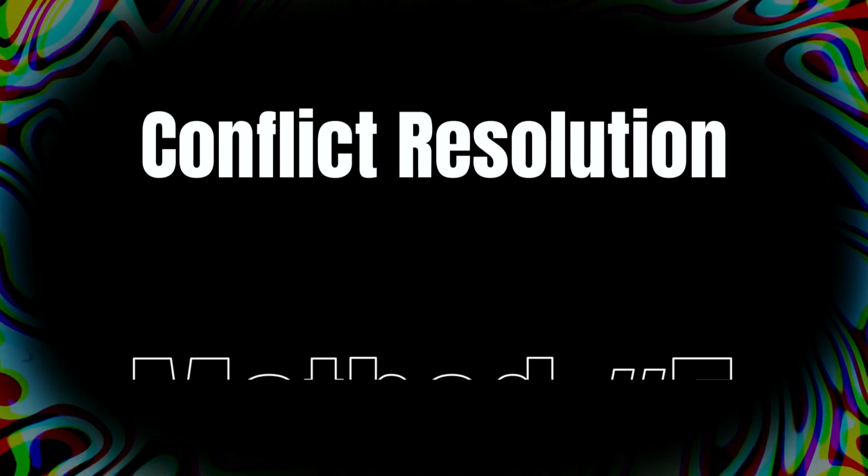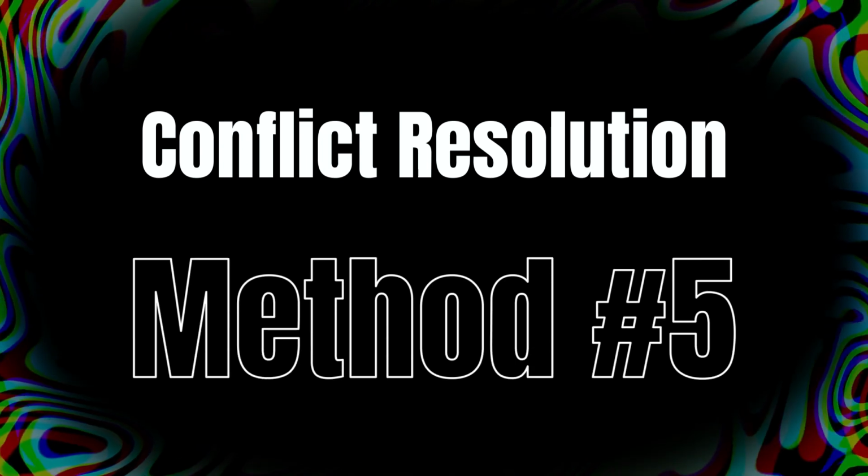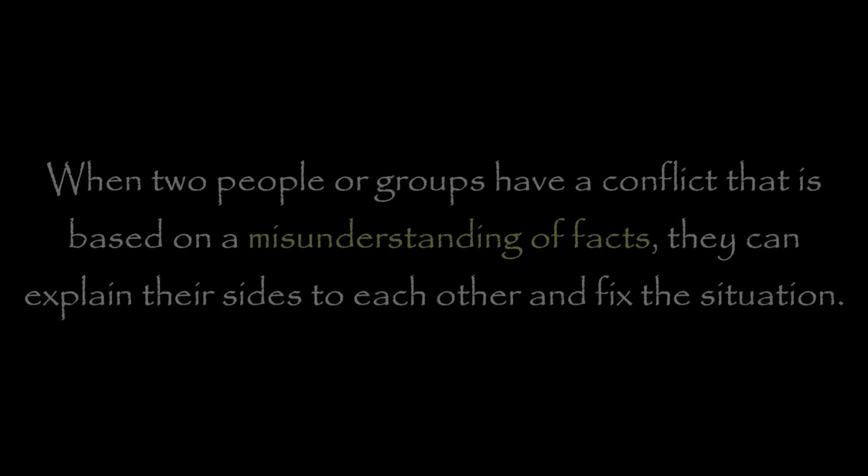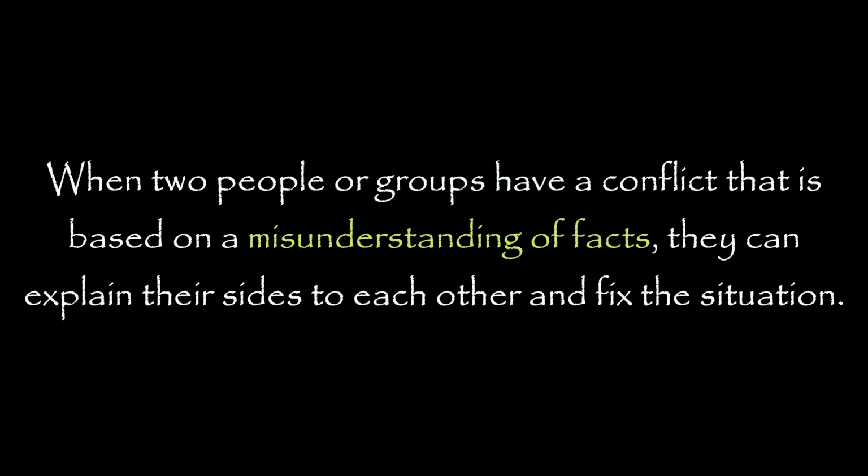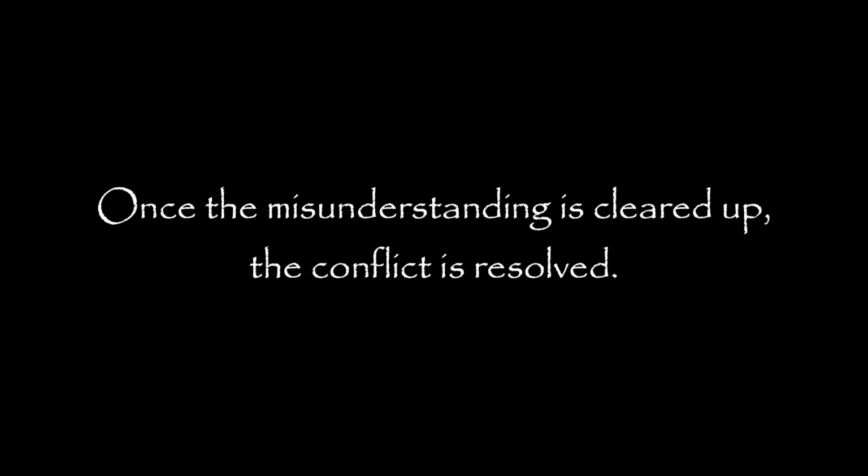Conflict resolution method number 5. Communication. When two people or groups have a conflict that is based on a misunderstanding of facts, they can explain their sides to each other and fix the situation. Once the misunderstanding is cleared up, the conflict is resolved.